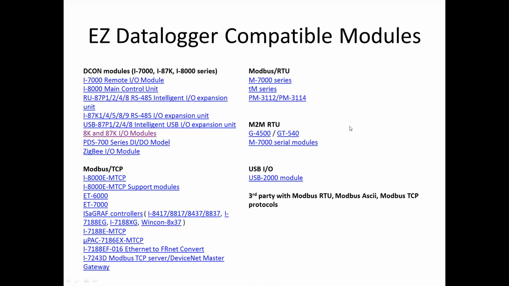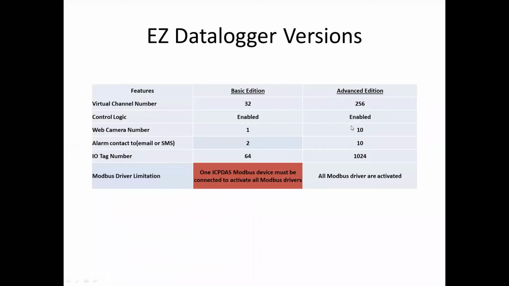We have a standard basic edition, which incorporates up to 32 virtual channels or up to 64 I/O tags. You must have at least one of our data acquisition modules shown on the previous page connected to use the basic edition, which is free. It has these limitations shown here.